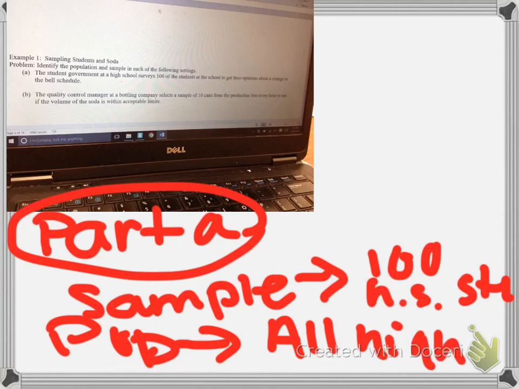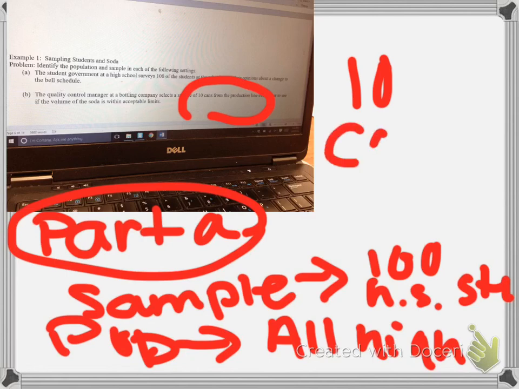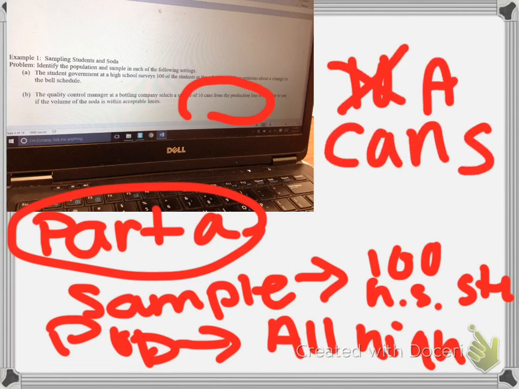at that place, okay? Part B, the quality control manager of a bottling company selects 10 cans from the production line to make sure its volume of soda is within acceptable limits. The 10 is the sample, the 10 cans, the population is all of the cans. Again, just covering up that number 10. So 10 cans is my sample. Cover it up and put all cans, and that's my population.